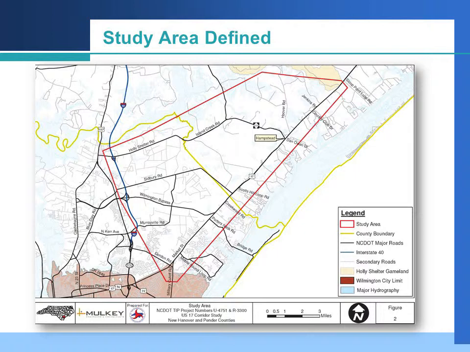The study area is located in the outer coastal plain with portions of northern New Hanover County and southern Pender County. It is roughly bounded by I-40 to the west, the northern Cape Fear River to the north, the Holly Shelter Game Lands to the northeast, and existing US 17 to the southeast.